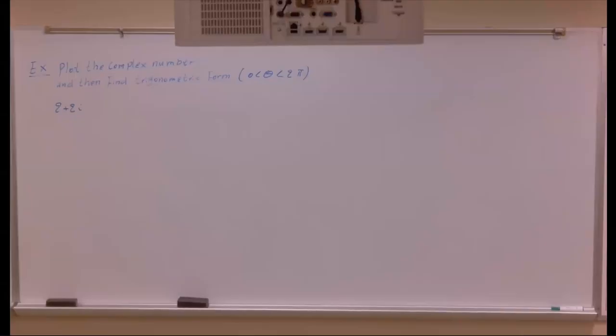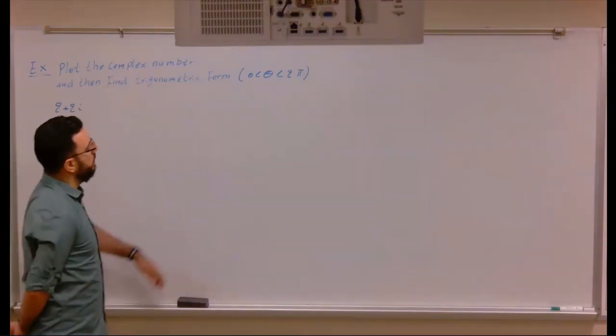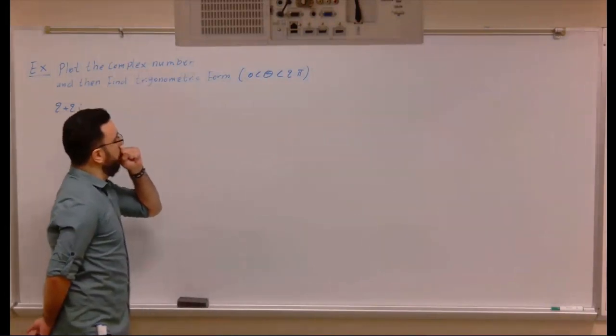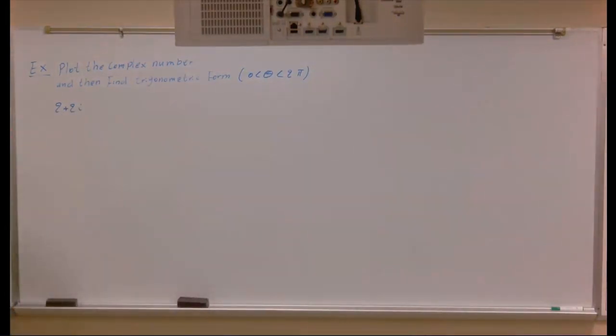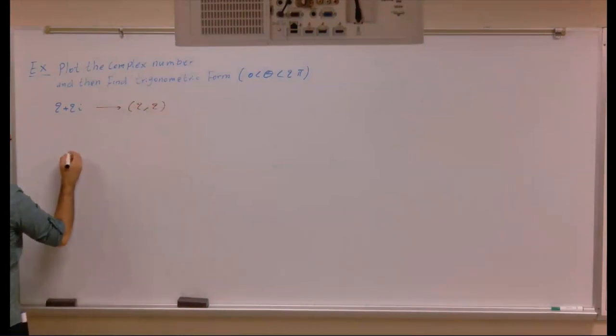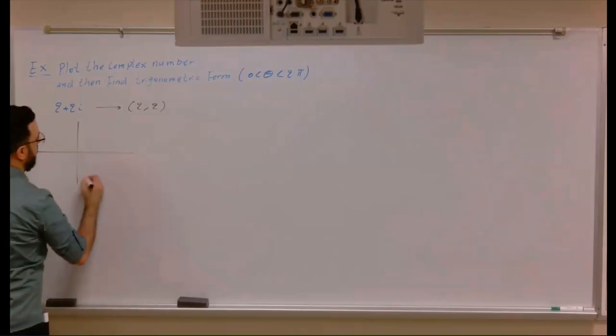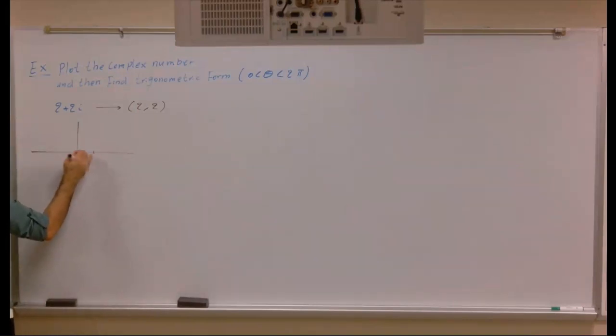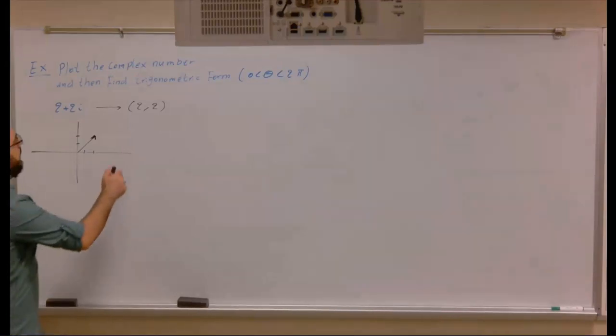Here's the first example. They ask you to plot the complex number and then find the trig form with theta between 0 and 2 pi. To plot the complex number, I already know it's 2 and 2. So plot this complex number, 2 and 2. So here's my complex number. This is the first part. You're going to get exactly the same thing when you work on root sign. Next step, we need to find the trig form.